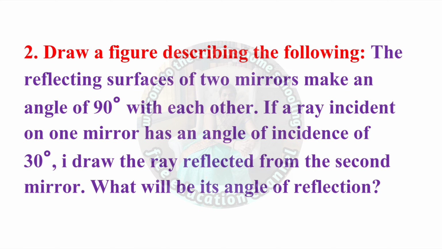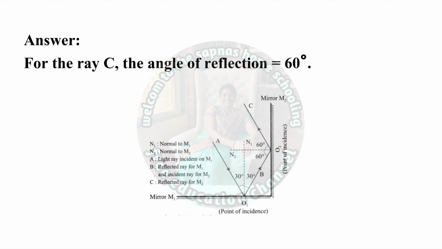Question 2. Draw a figure describing the following. The reflecting surfaces of two mirrors make an angle of 90 degrees with each other. If a ray incident on one mirror has an angle of incidence of 30 degrees, draw the ray reflected from the second mirror. What will be its angle of reflection? So my dear students, for the ray C, the angle of reflection is 60 degrees. You can see this diagram.